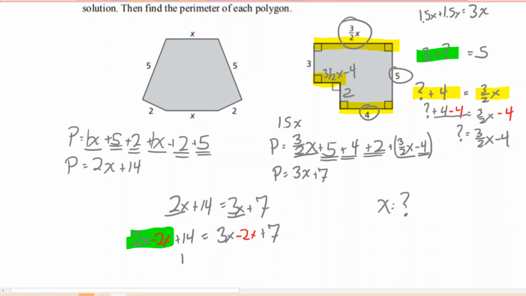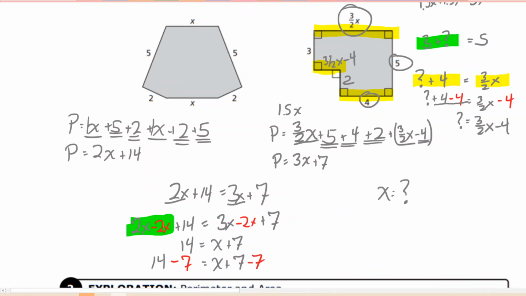So I'm left with 14 equal to 3x minus 2x, that's 1x, plus a 7. And then we can again subtract 7 from both sides. We want to do that because I want to know the value of x.